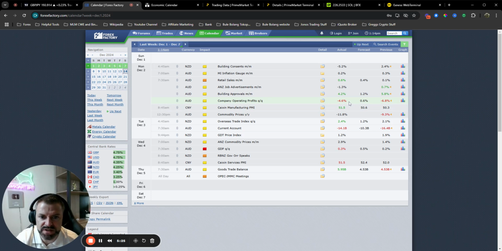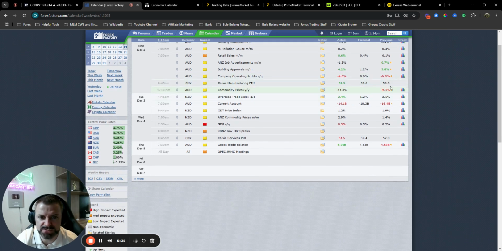Company operating profits. They're up slightly, but obviously still bad because it's minus 4. It's previously minus 6. Caixin manufacturing PMI is increasing for China. Now that's fantastic. Of course, remember anything above 50 is bullish, right? Even if this changed from 51 down to 50.3, that would still be bullish, guys, even though it's dropped, because it's still above 50, right? Anything below 50, i.e. 49.9 downwards, means bearish for that particular country or economy.